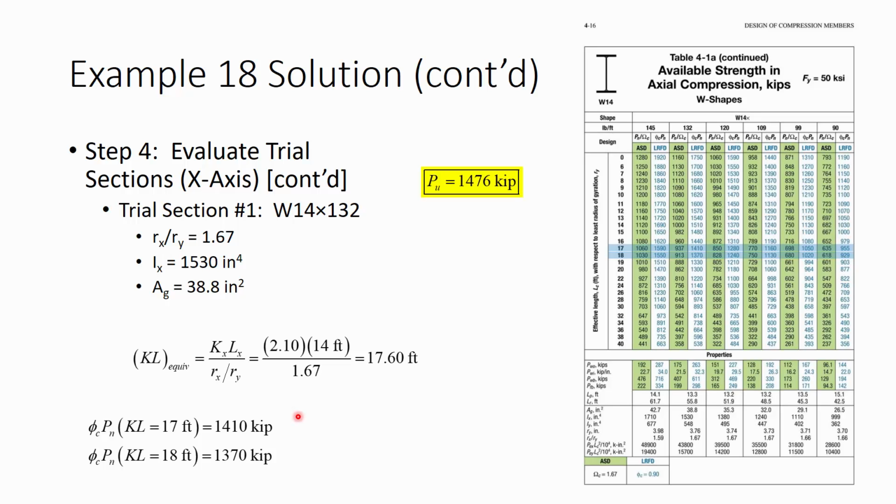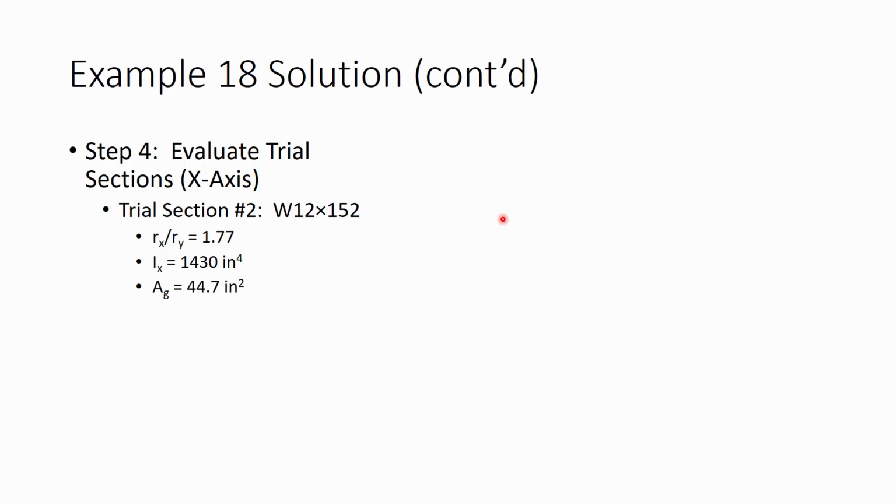And in the end, it doesn't matter what you interpolate between these two, it's not going to be bigger than that. So we can pretty much say at this point that trial section number 1 is no good. We can't use the W14 by 132 to safely resist that load because it fails along the strong axis. So move on, go on to trial section number 2.